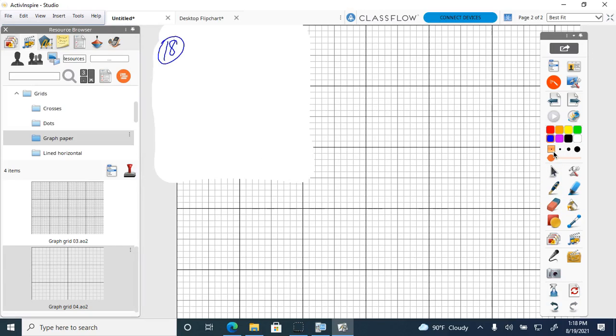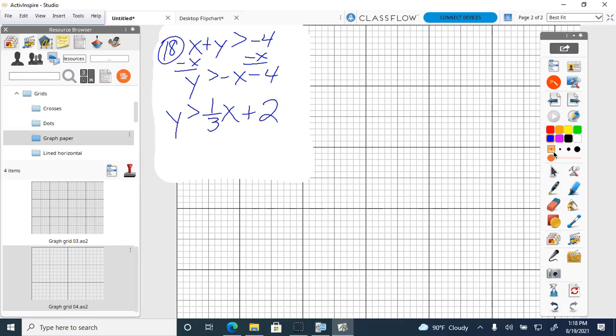18. We got x plus y is greater than -4. Is that ready to graph? No. I need to move the what? X. So I'll subtract x over. Y is greater than -x minus 4. The second one is y is greater than 1/3 x plus 2. Is it ready to graph? Yes. So come right here and make my coordinate plane.